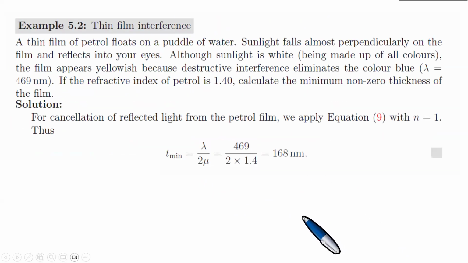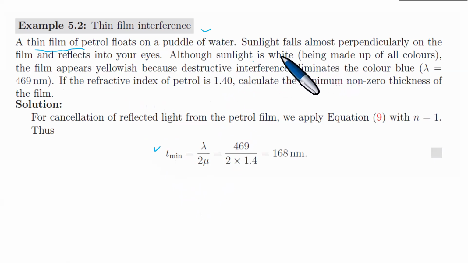Once again, I'm just trying to highlight the formulas because I'll be using them, so you need to make sure that you can remember them quickly. Now, a thin film of petrol floats on a puddle of water. It is a thin film of petrol that falls on a puddle of water.